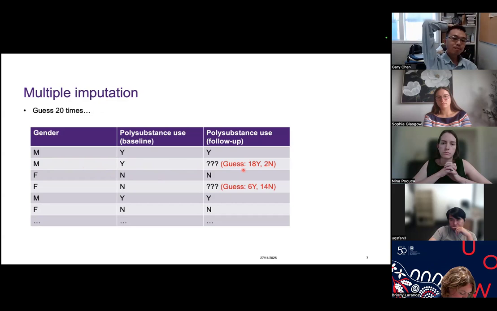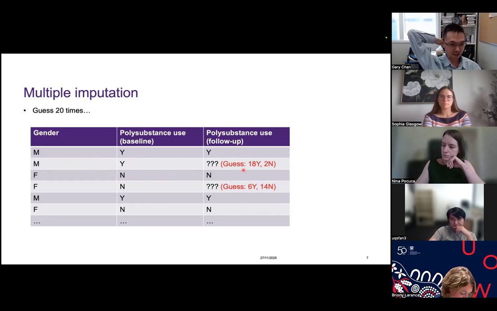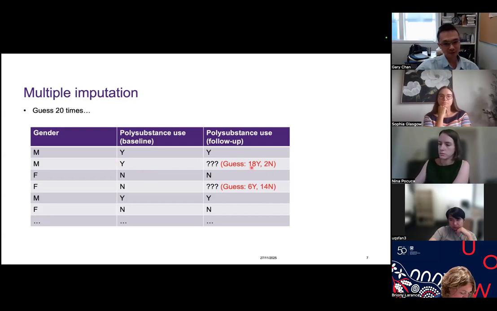So the principle of multiple imputation is that you guess many times, based on what we know from the data. For example, for this male polysubstance user at baseline, if you make 20 guesses, 18 out of 20 times you'll guess that he will engage in polysubstance use at follow-up, but in an unlikely scenario, two out of 20 times he might not be using polysubstance.